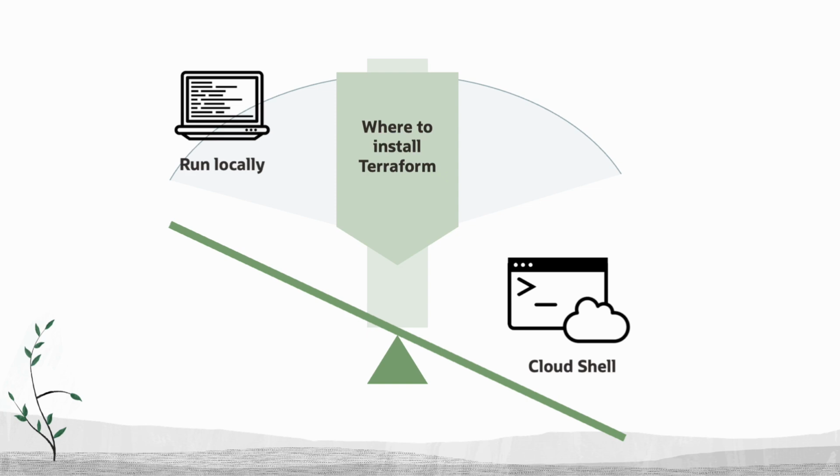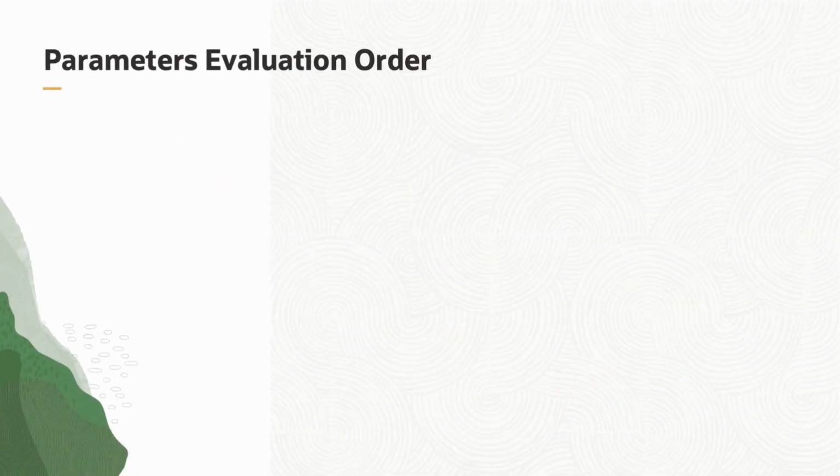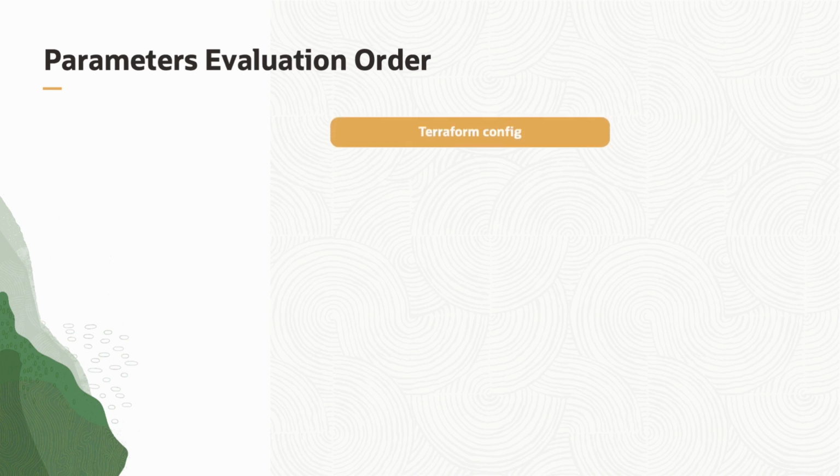Before starting to write the configuration, understanding the parameters evaluation order is crucial for proper configuration. Terraform checks parameter values in the following order. First, the Terraform configuration. It has the highest priority, directly specified in the provider block. Second, environment variables. Check them if the value is not set in the configuration. For example, set OCI_TENANCY_OCID as an environment variable.